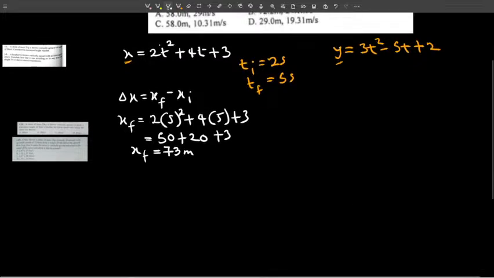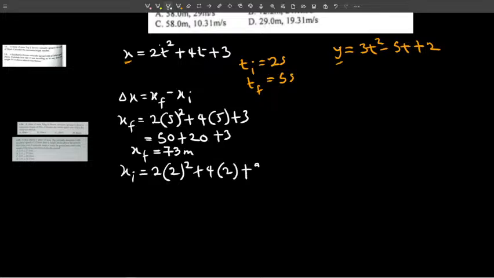So let's find xi. Xi is when time is 2. So let's go: 2 into bracket 2 square, I'm putting t into the equation, plus 4 into bracket 2 plus 3. So 2 raised to power 2 is 4. That will be 8. 8 plus 8 plus 3. 8 plus 8 is 16 plus 3. That's 19 meter.